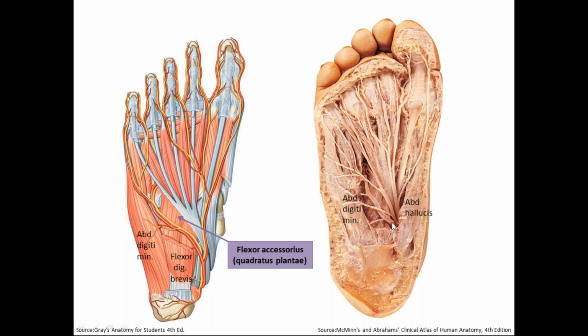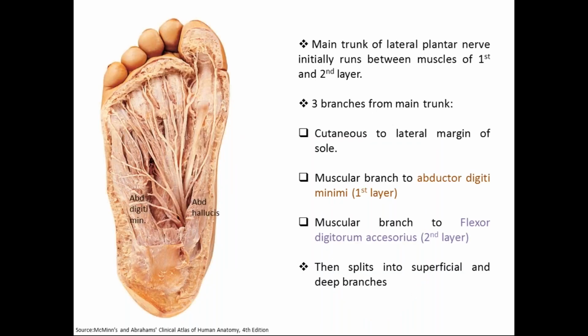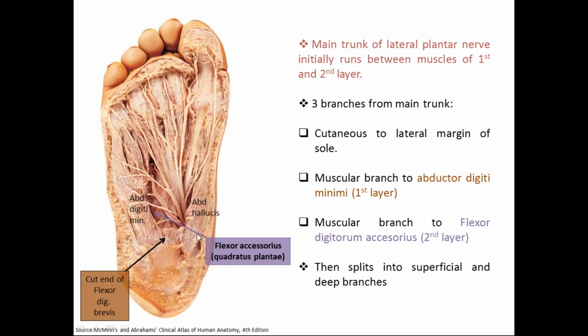Here the main trunk is divided into these branches much before this flexor accessorius, and it is giving certain branches in this region. So if you want to identify these branches, the main trunk is passing over this flexor accessorius, meaning between the first and the second layer. As you can see, there is a first layer, the cut end of the flexor digitorum brevis, and the second layer is flexor accessorius. So it is passing above the flexor accessorius.